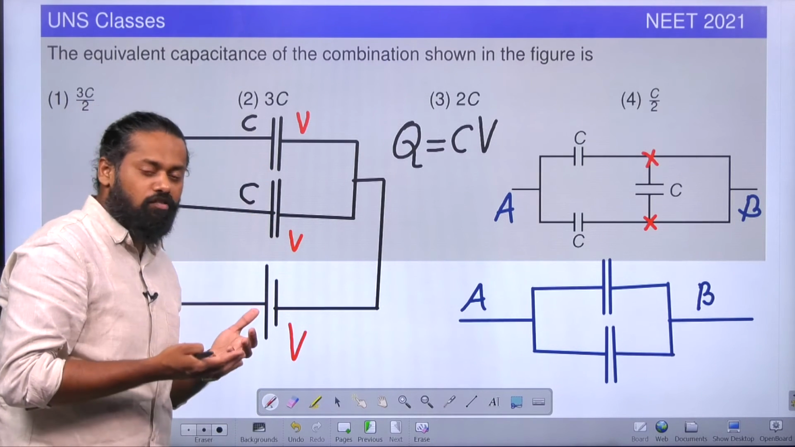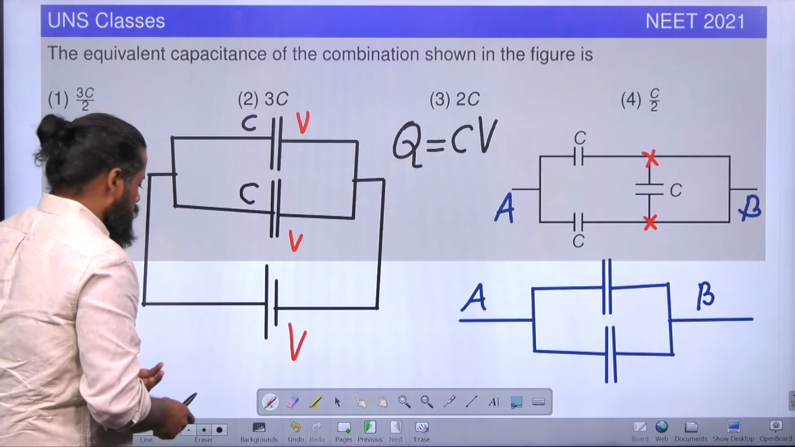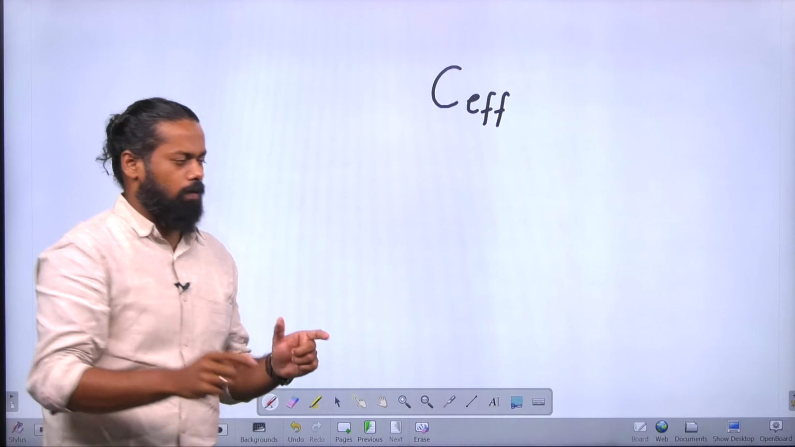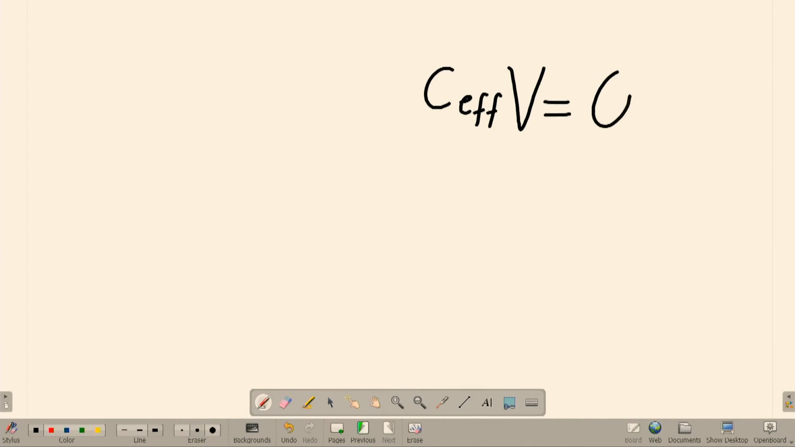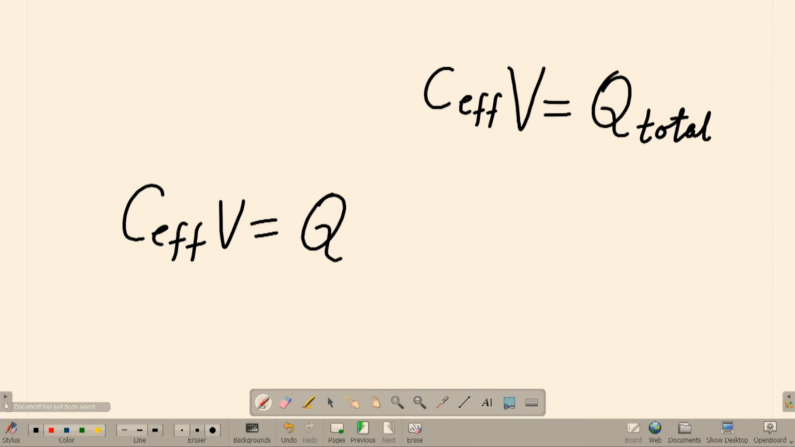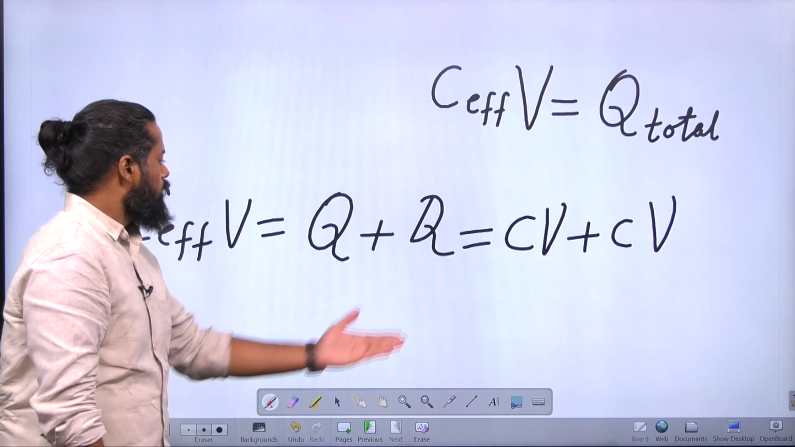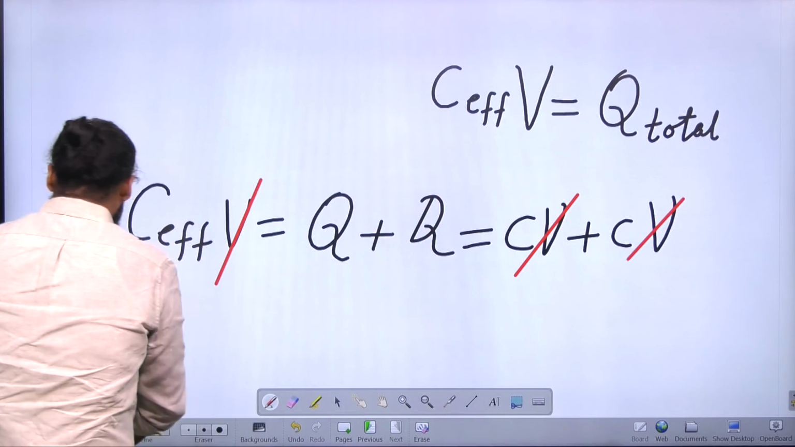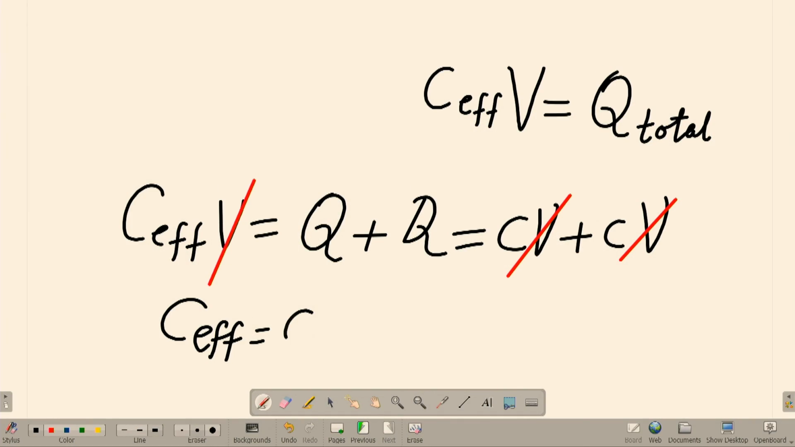Now assume that the combination has an effective capacitance C effective. I am going to write down C effective multiplied by whatever voltage you are applying, and this is going to be equal to Q total. This is the main logic we are applying in this problem. So C effective multiplied by voltage is equal to the charge in the first capacitor plus the charge in the second capacitor. The first capacitor charge is nothing but capacitance multiplied by voltage, and again the same for the lower capacitor. You can see the same voltage, because it's a parallel connection, so we can cancel out this voltage. That means C effective is going to be equal to C plus C, which is equal to 2C. So here the answer is 2C.